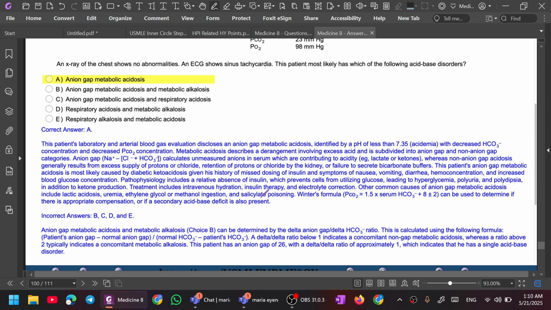There is some degree of respiratory compensation with metabolic acidosis, with Winter's formula being used to determine if appropriate respiratory compensation is occurring. This Winter's formula yields an estimated PCO2 of 21 to 25, and his is 23, indicating appropriate respiratory compensation without a secondary respiratory acidosis, which would be marked by PCO2 above 25.